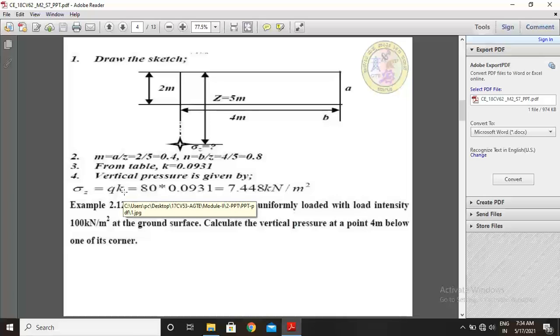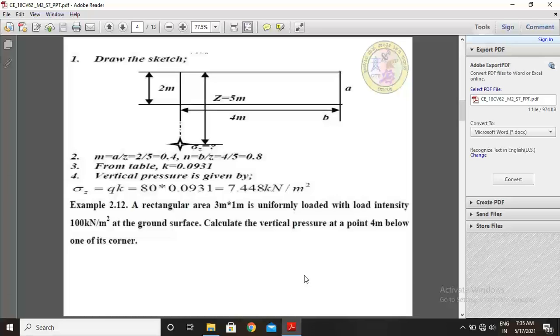Then the next step, vertical pressure is given by sigma z equal to q into k. Now substitute the values. q is 80 into k is 0.0931. So the answer is 7.448 kilonewton per meter square. This is the solution of this type of problem, where A is at the corner. This is how to solve the problems to determine sigma z. Okay.